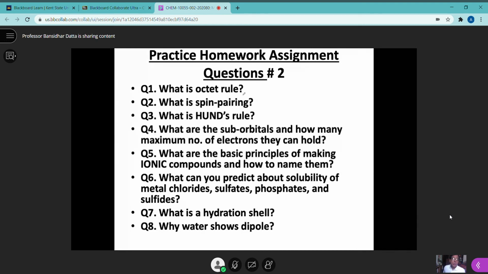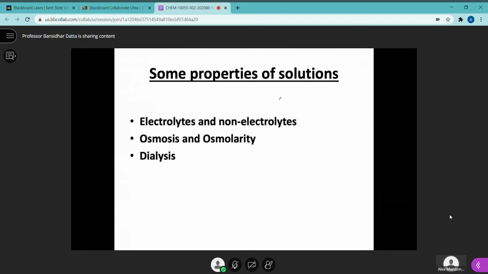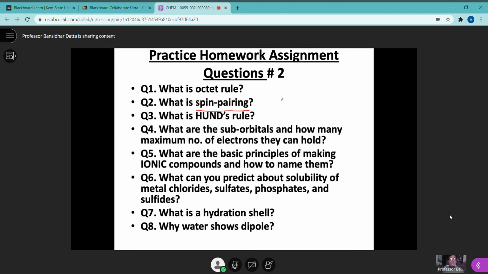What is the octet rule? How does it apply when you make any compounds? What is spin pairing? How can two electrons stay together? Who can tell me what spin pairing is? Let me ask you a question. What is spin pairing? Anyone? Yes?